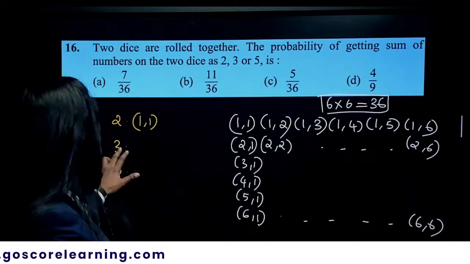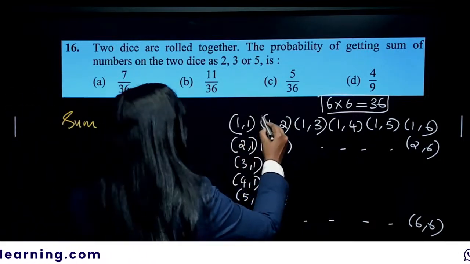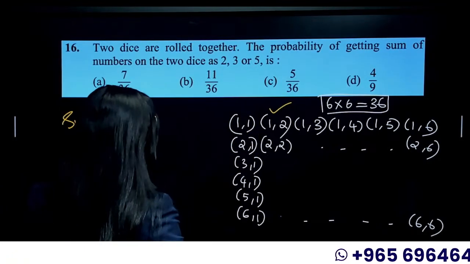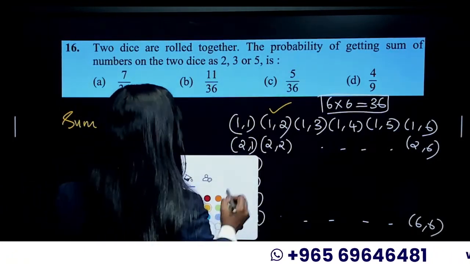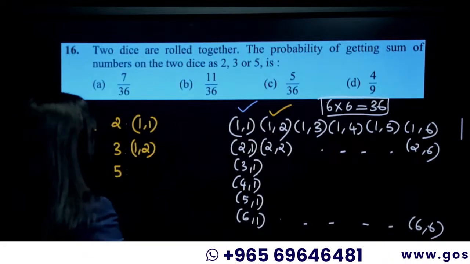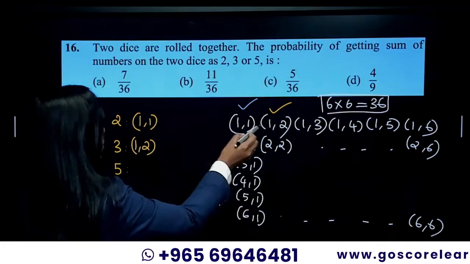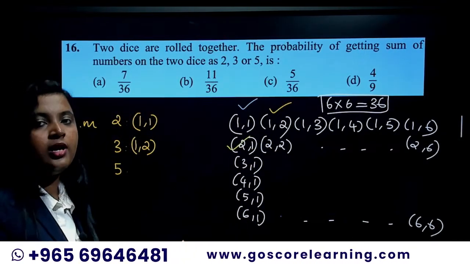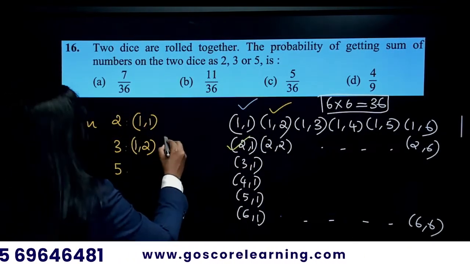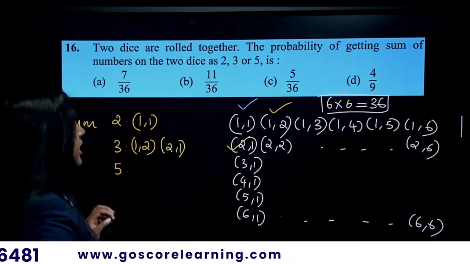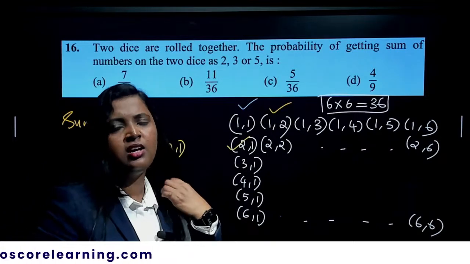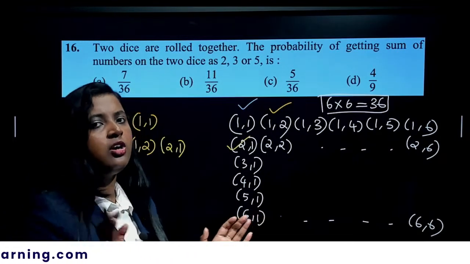Okay. Then the sum must be 3. 1 plus 2 is 3. 1 1 was there. Then 1 2 is there. If 1 2 is there, 2 1 will obviously be there because 1 2 and 2 1 are different things. So 1 2, 2 1. And then what plus what will give you 3? Only 1 plus 2, right? 1 plus 2 and 2 plus 1. Those are the only possibilities.